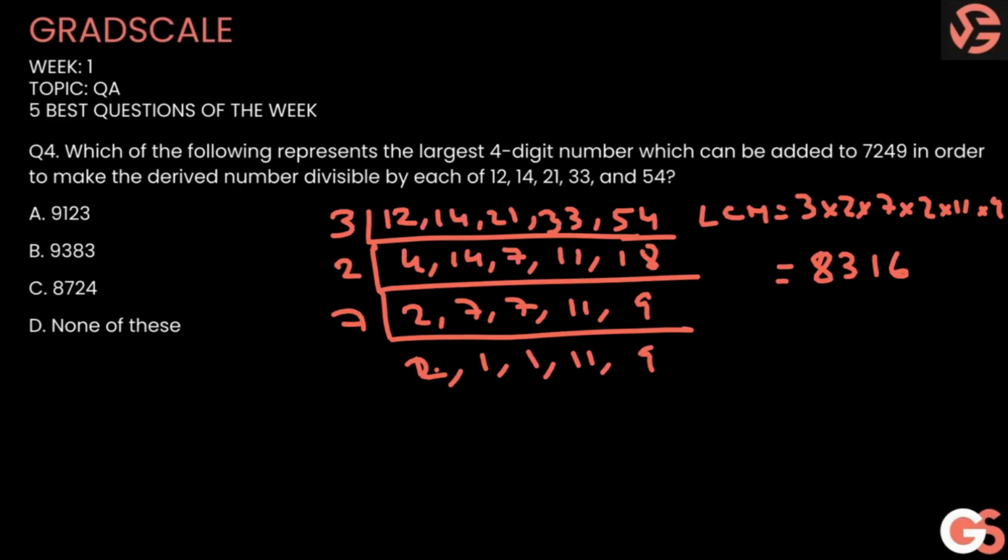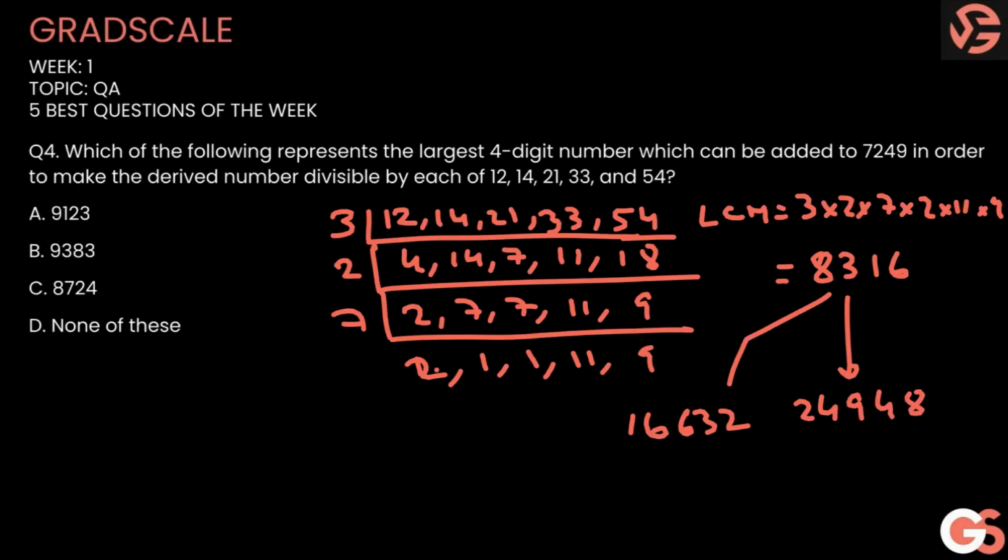So, which also means that any multiple of 8316 is also divisible by all these 5 numbers. So let's find the next two multiples that 8316 has. So those are 16,632 and 24,948.